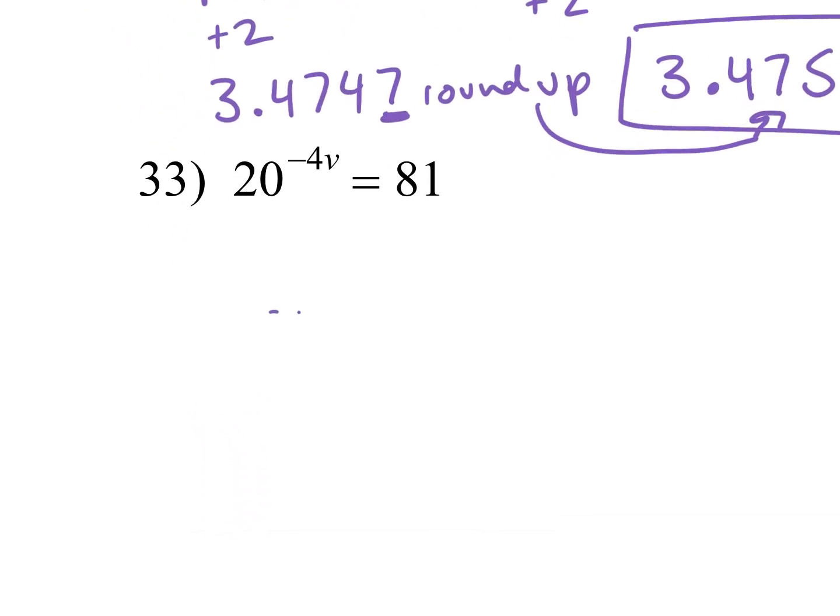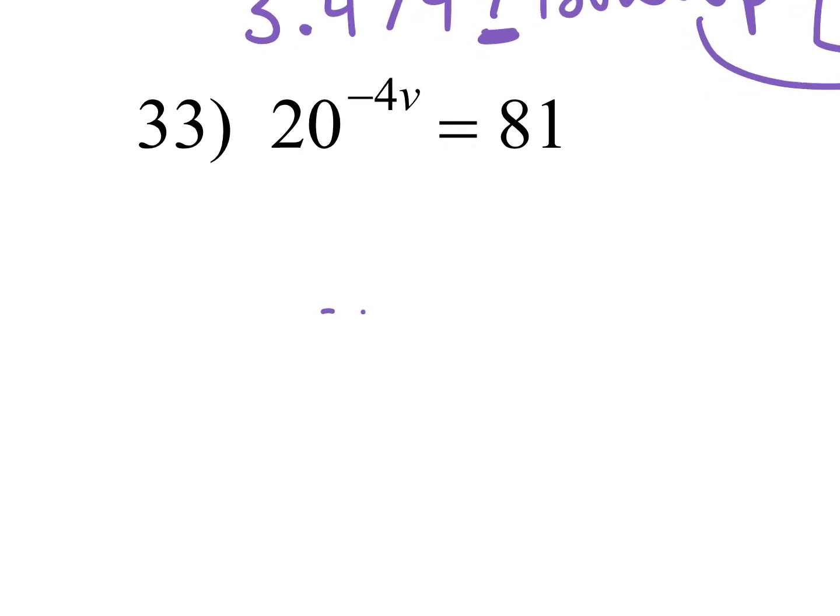All right, let's look at the next one. Again, we can't make these have a common base. So different base means we have to put it in log form. So I start with log. What would be my base? 20. Log 20. What would come next? 81, and it's equal to negative 4v. So how do I put the log base 20 of 81 in my calculator?